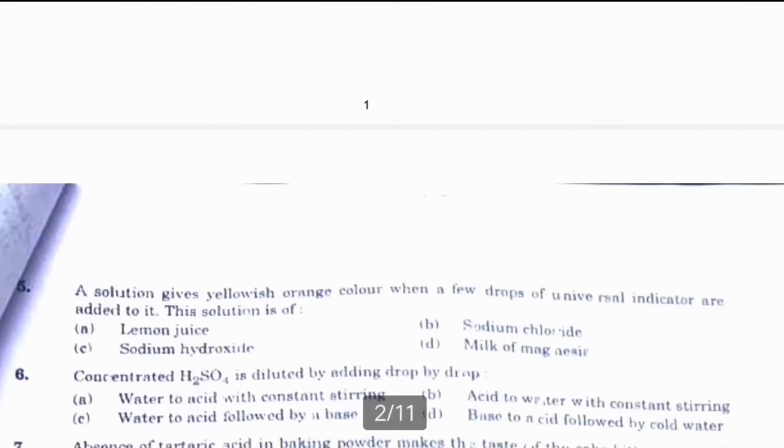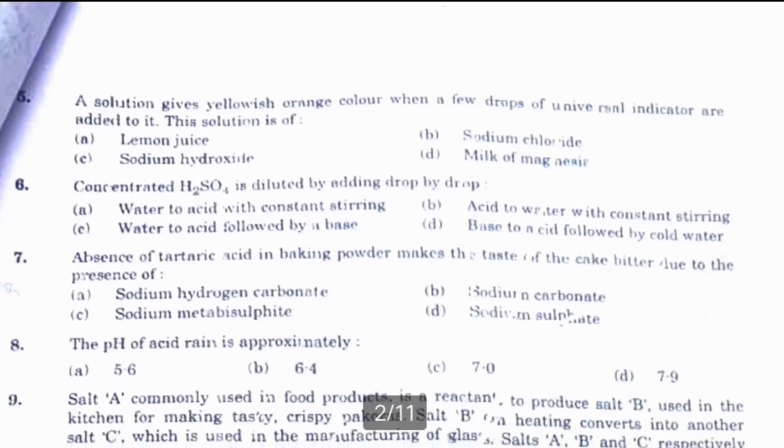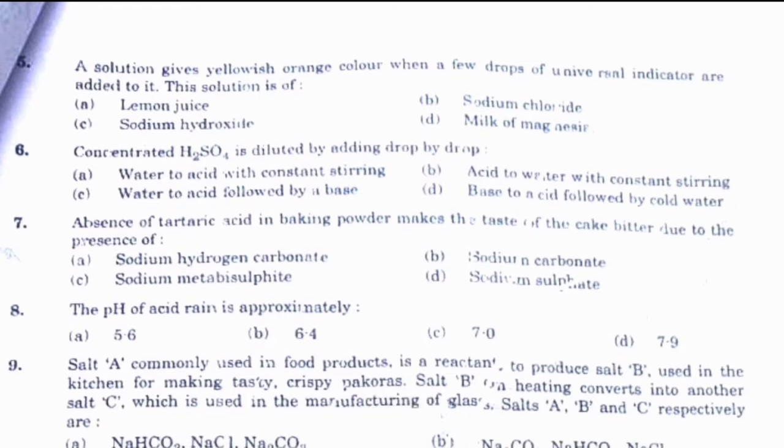So next question we have, that is question number 5. A solution gives yellow-orange color when a few drops of universal indicator are added to it. The solution is of, option number A lemon juice, option B sodium chloride, option C sodium hydroxide, option number D milk of magnesia. So the correct option is option number A.